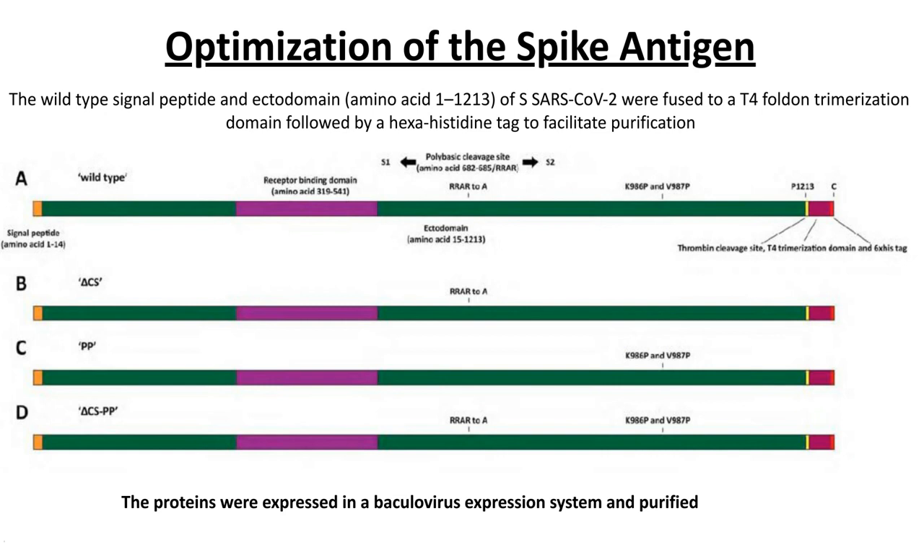So we eliminated the cleavage site in one version. In another version, we introduced two prolines in the carboxyl terminal domain of the spike protein that are known to also stabilize the protein. And in the last version, we included both modifications at the same time, modification of the cleavage site and the two prolines that also make the antigen more stable.